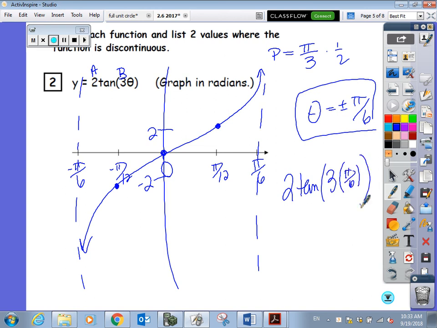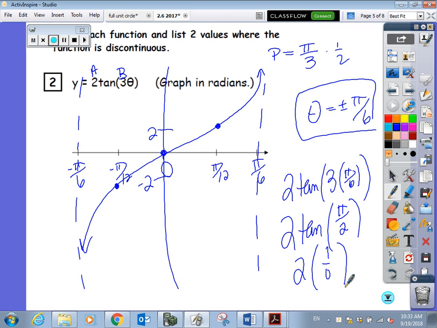If I plug it in, 2 times the tangent of 3 times pi over 6. Am I taking the tangent of pi over 6? I'm doing the tangent of 3 times pi over 6. So now when I plug that in, 2 times the tangent, 3 pi over 6 is pi over 2. 2 times 1 over 0 is undefined. So it's going to change.